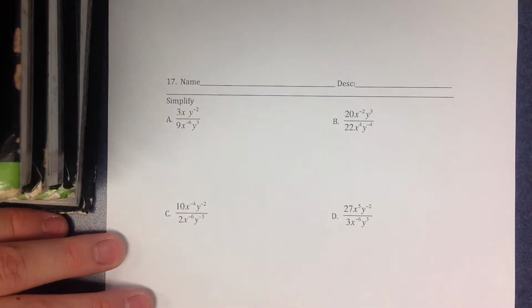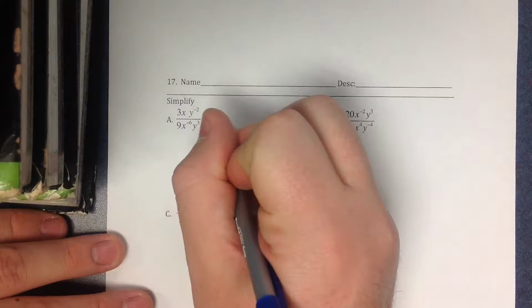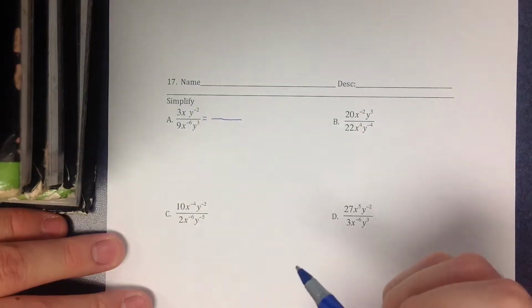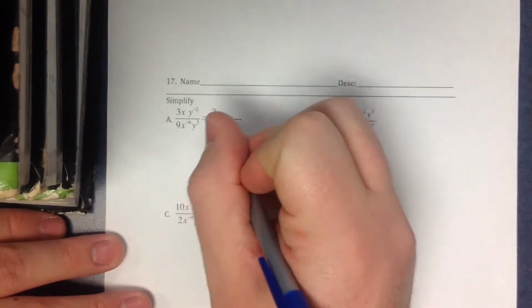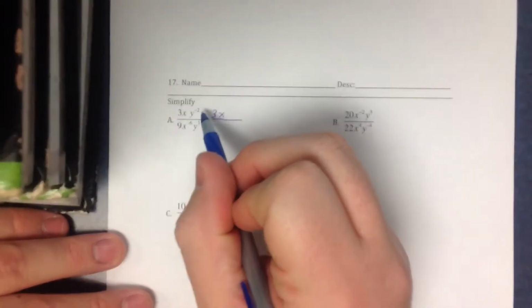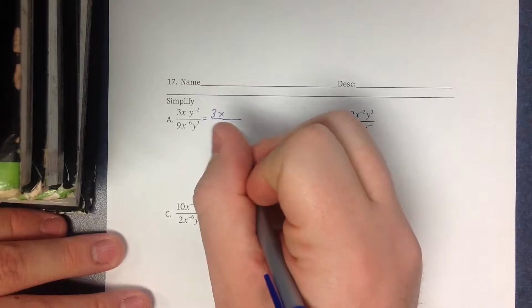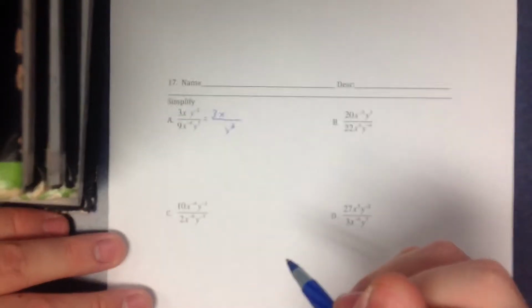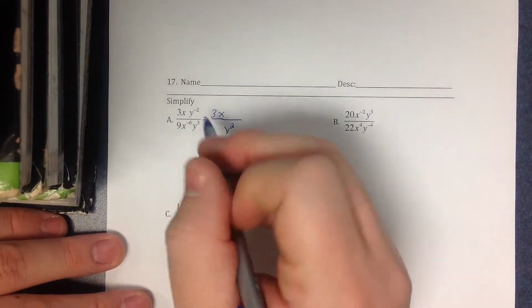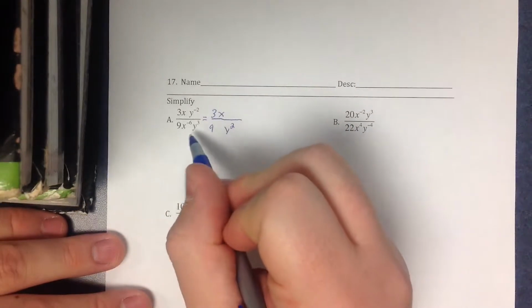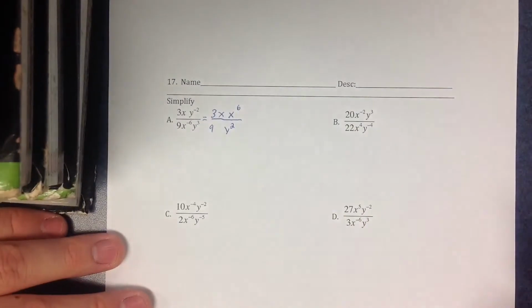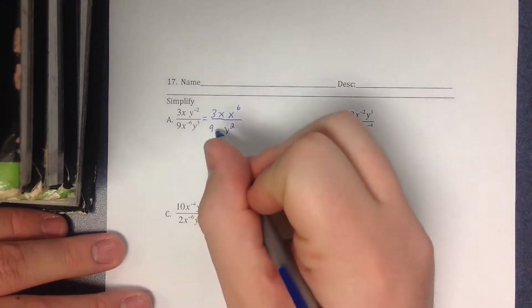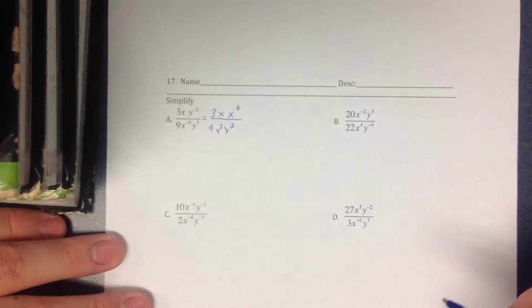Okay, if I look at number 17, negative exponents. So the first thing I want to do is rearrange it so I don't have negative exponents. So here I've got a 3x that's going to stay on top. Since it's y to the negative 2, we move it from the top to the bottom and make the exponent positive. The 9 is going to stay on the bottom. Since it's x to the negative 6, I'm going to move that to the top and make it x to the 6th. And then I have a y to the 3rd that's staying on the bottom.